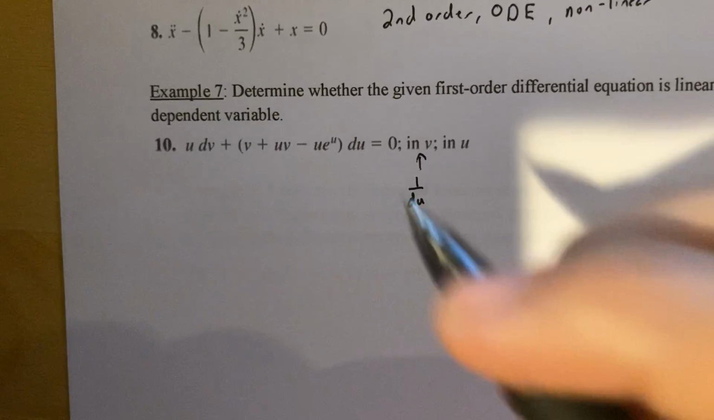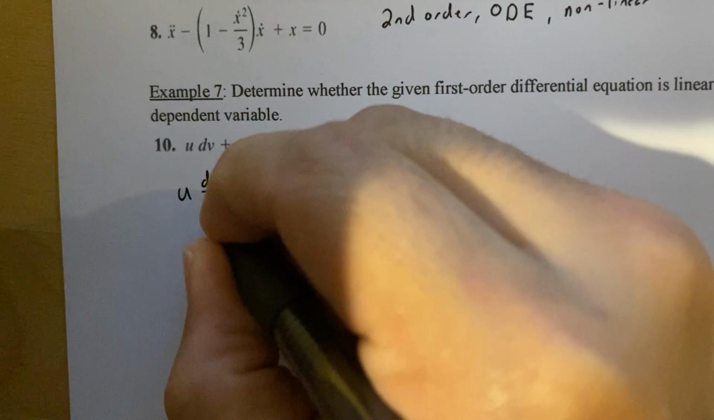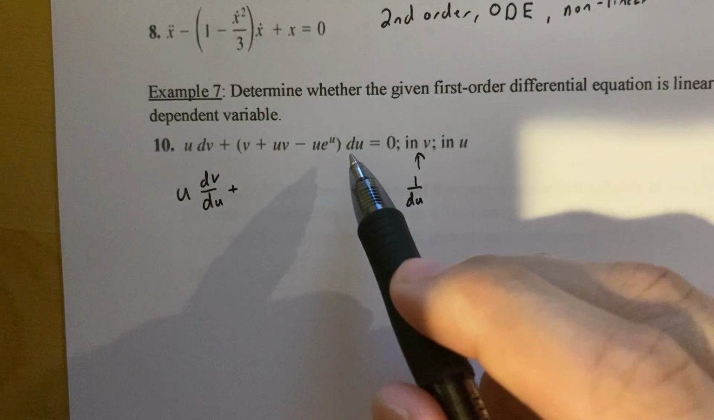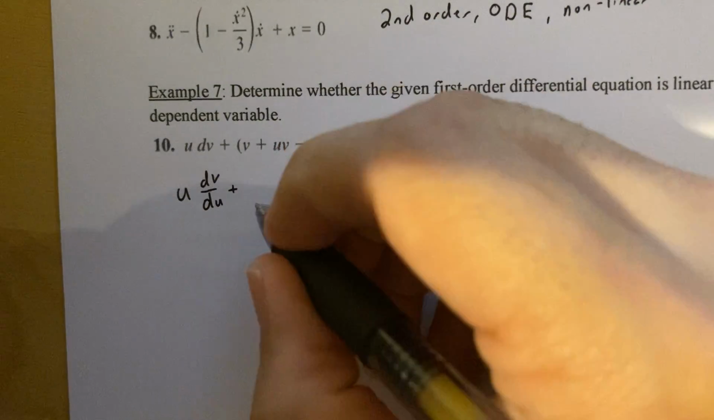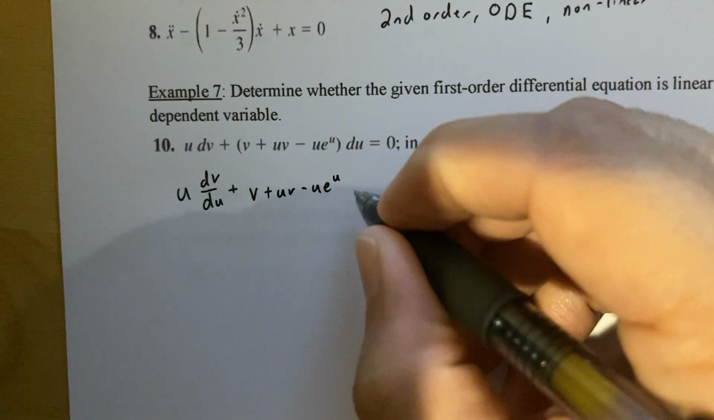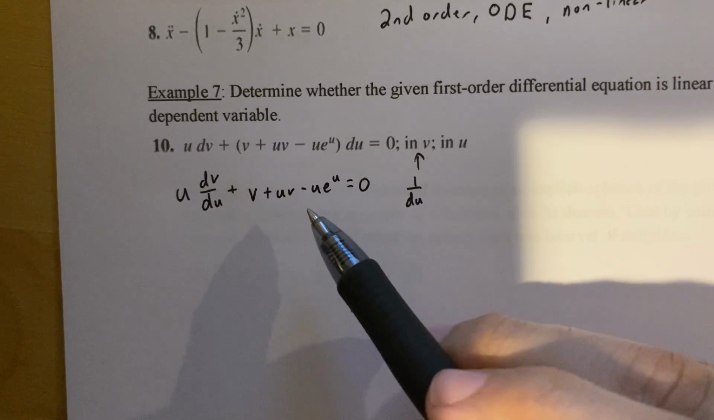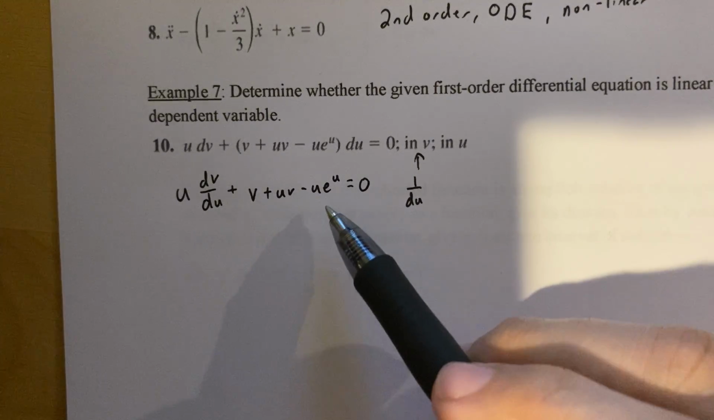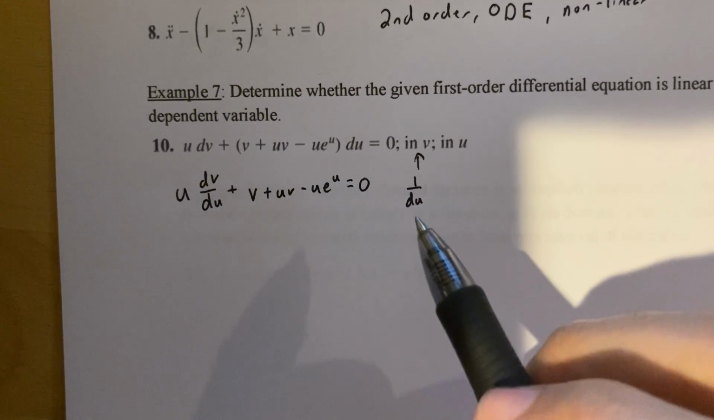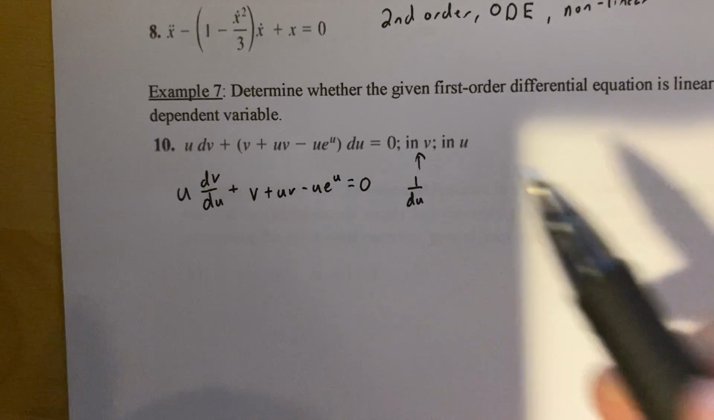So then that first part is just going to be u times dv over du plus, and then because all this is multiplied by du and I'm dividing by du, it's going to be plus v plus uv minus u e to the u equals 0. Now, I can already tell that this is going to be linear, but if you cannot tell right now, what I suggest you do, because v is the dependent variable and u is the independent variable.